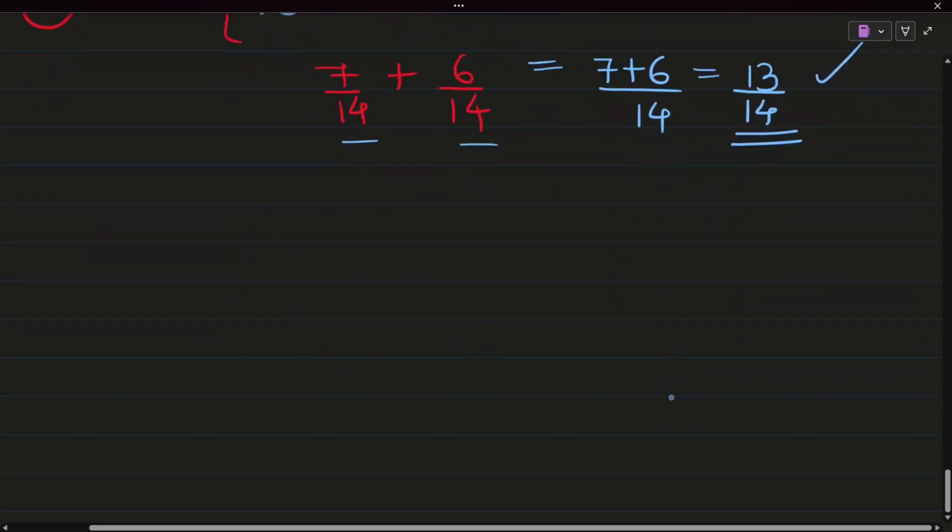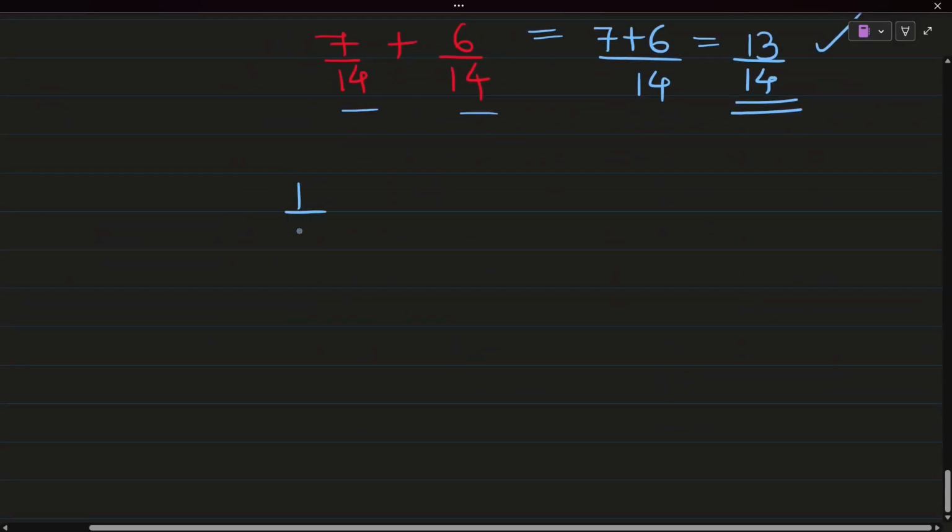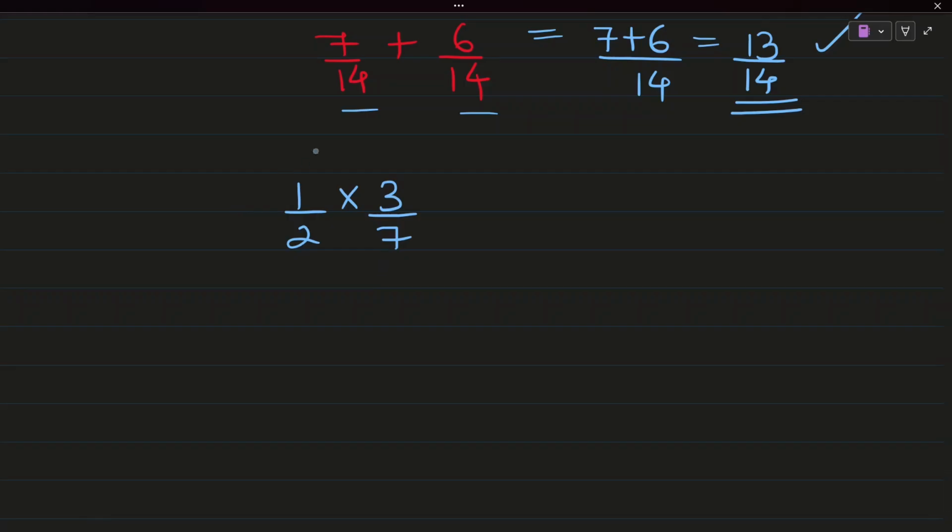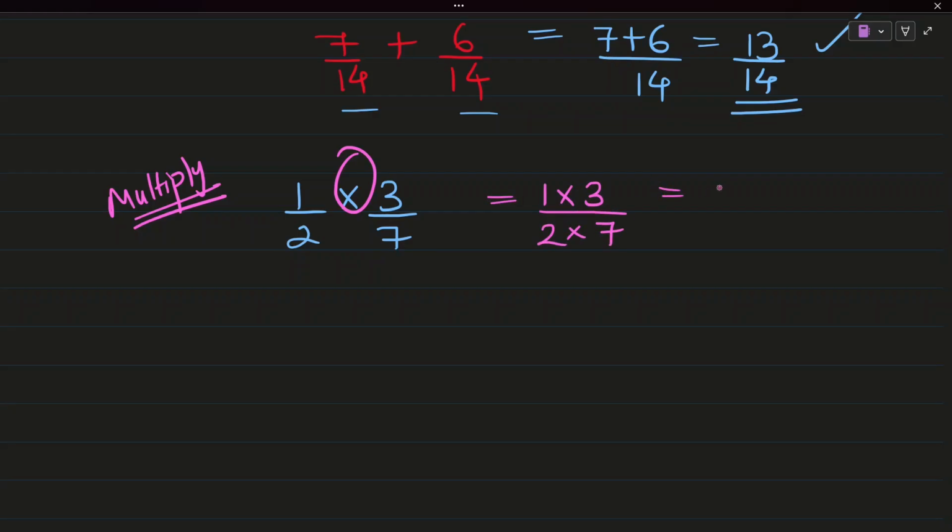Okay, so for example, 1 by 2 multiplied by 3 by 7. What are you going to do? Whenever you have to multiply, don't look for the denominators. Even if the denominators are different, no problem. You can multiply the numerators, 1 by 3, divided by 2 by 7. So the final answer is going to be 3 by 14. You can't simplify this further, so just leave it as 3 by 14.